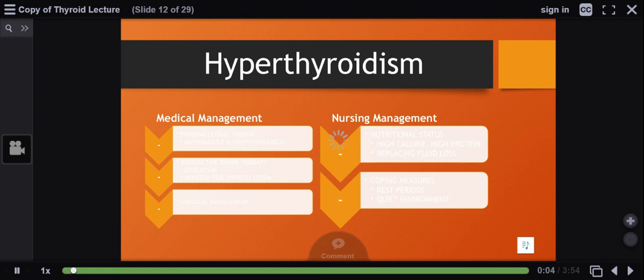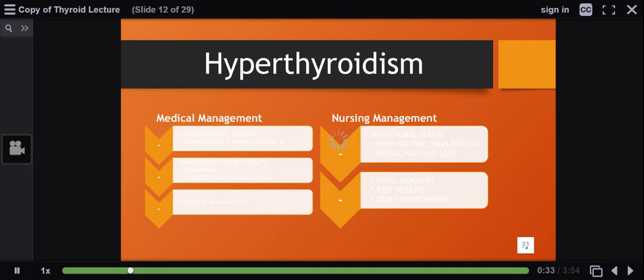When treating a client with hyperthyroidism, our goal is to reduce the thyroid hyperactivity and prevent any potential complications. Pharmacological therapy is used to inhibit thyroid hormone synthesis or hormone release. Medications such as methimazole or propofol are used to block the conversion of T4 to T3.